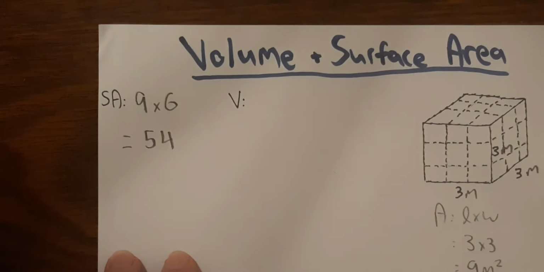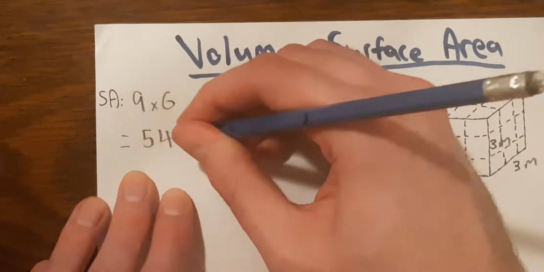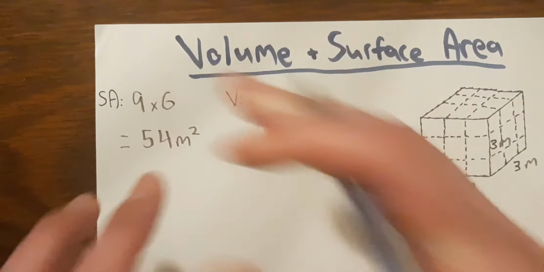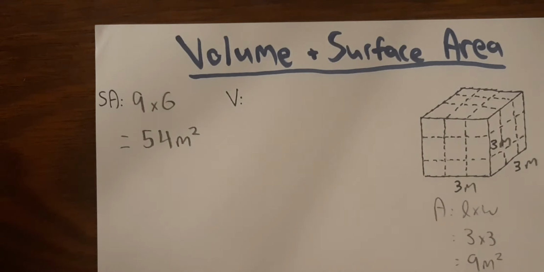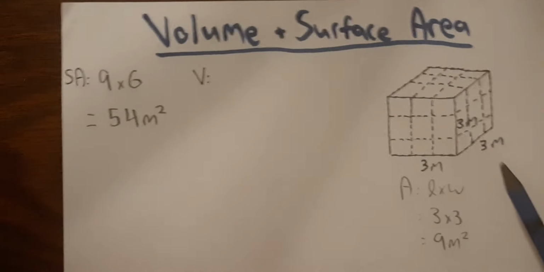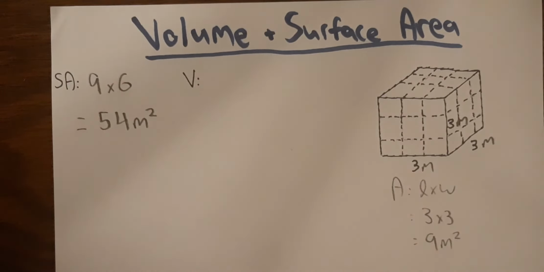What do you think our units are going to be? For surface area, they are going to be the same thing as the units for area. It's just going to be meters squared. So the surface area of this cube is 54 meters squared. All right? Now let's look at volume.